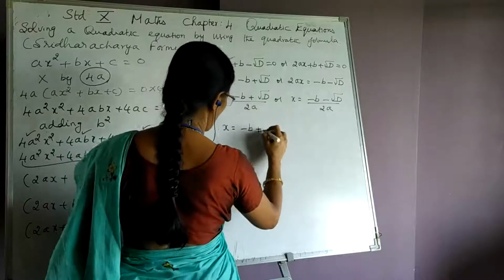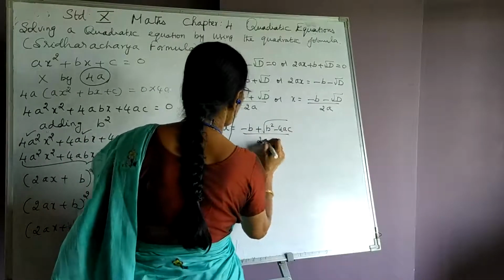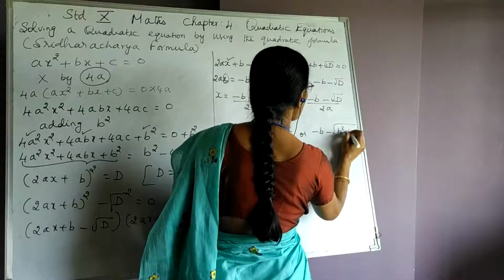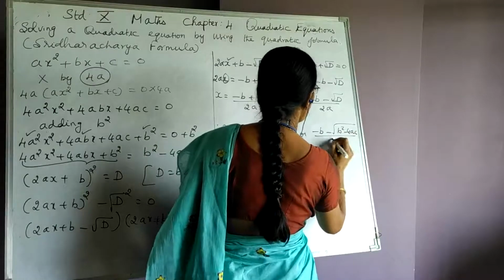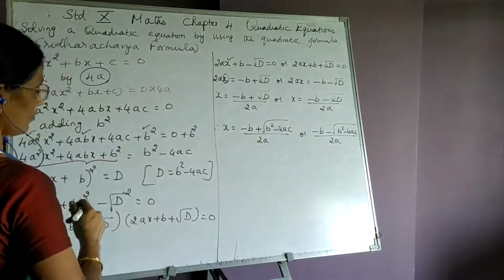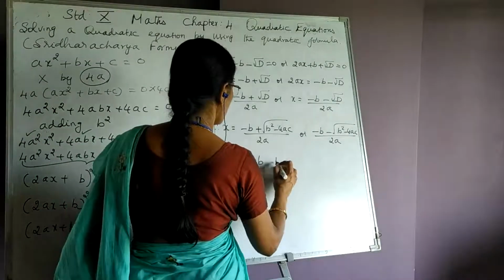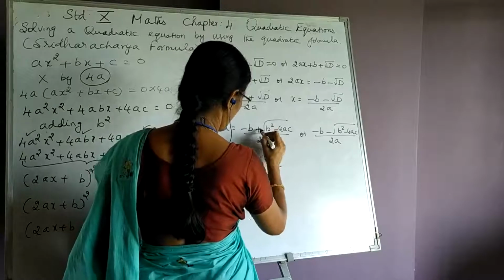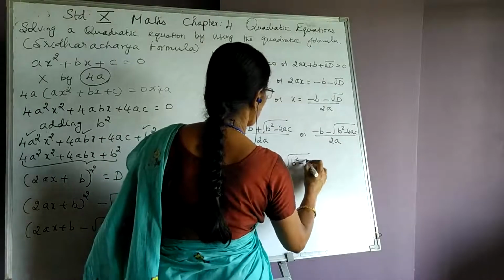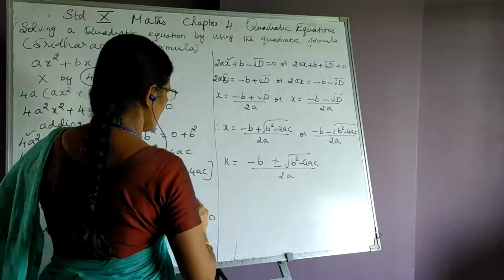Let us substitute the value of d now. Minus b plus root of b square minus 4ac upon 2a, or minus b minus root of b square minus 4ac upon 2a. Then this also can be combined as minus b plus minus. You can see the difference is only here and here. So it can be combined as plus minus root of b square minus 4ac upon 2a.